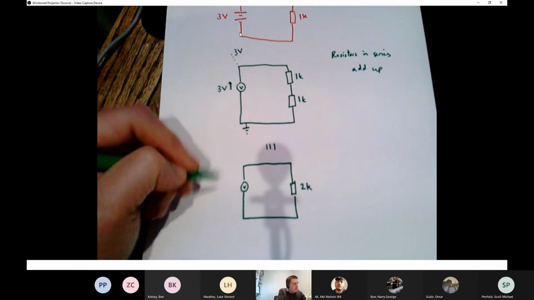Now we can treat this in the same way that we treated a very similar looking circuit before. I'll go a bit quicker this time. V equals IR, which means rearranging that equation, I equals V over R, which equals 3 volts over 2K, 2000 ohms, which is 1.5 times 10 to the minus 3 amps, alternatively 1.5 milliamps.